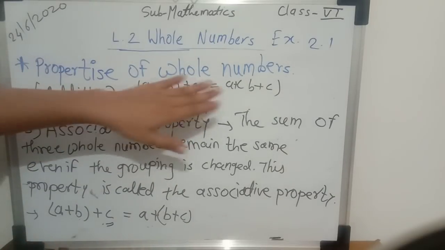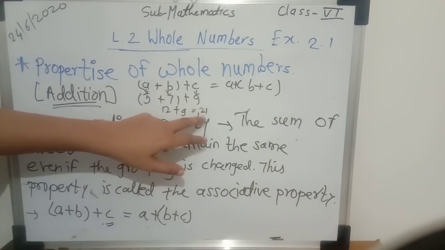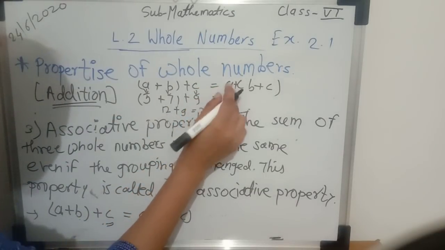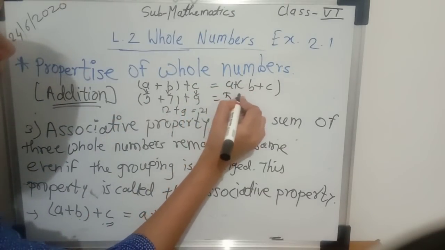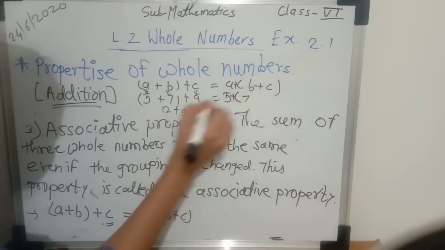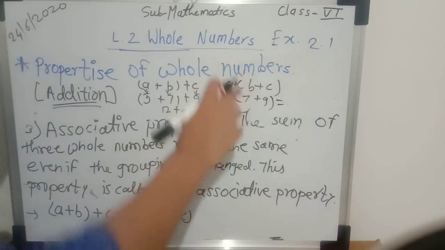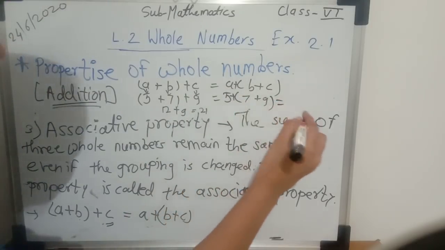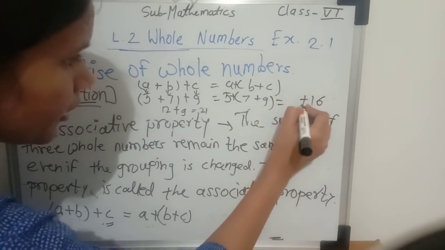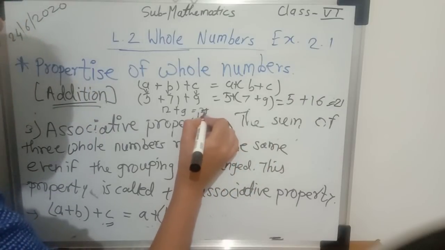Now, let's see if we change their order, whether we'll get the same answer. What is the A here? 5. What is the B here? 7. C? 9. If we add first 7 plus 9, that is equal to 16, plus 5, so 5 plus 16 is 21. We get the same answer here.